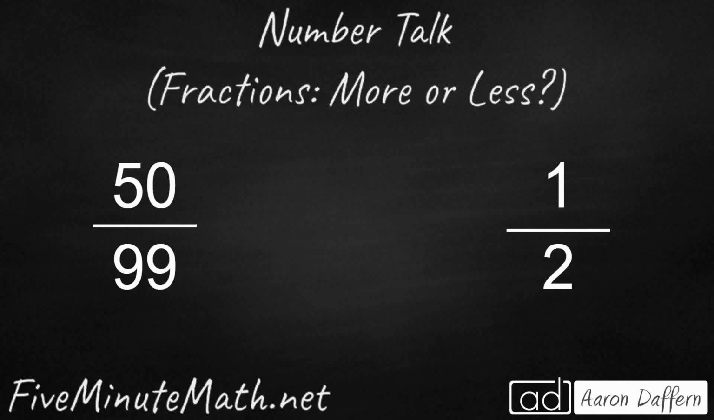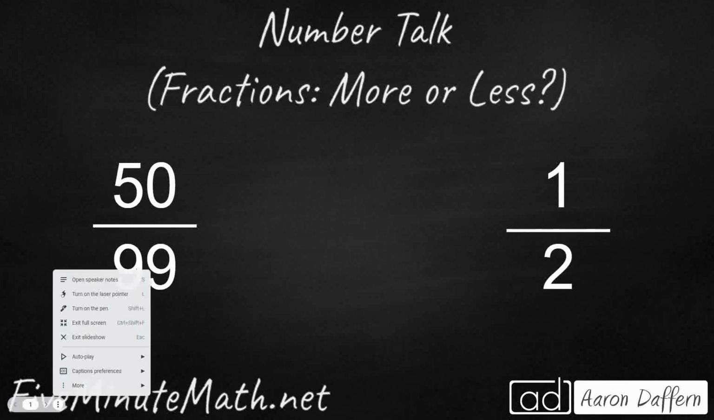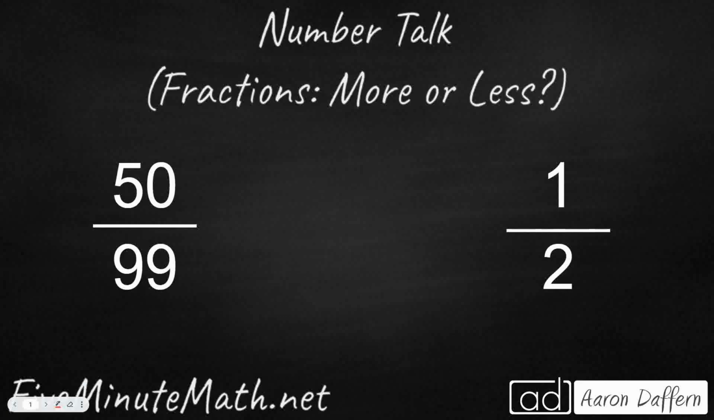In today's number talk, we are looking at the fraction 50/99ths, trying to decide whether it is more or less than 1/2. We want to do this mentally without converting these to decimals or finding common denominators. So one way that we can think about this is to look at what happens if we double this fraction. Doubling this fraction means we either multiply by 2, or we can just add this fraction to itself.